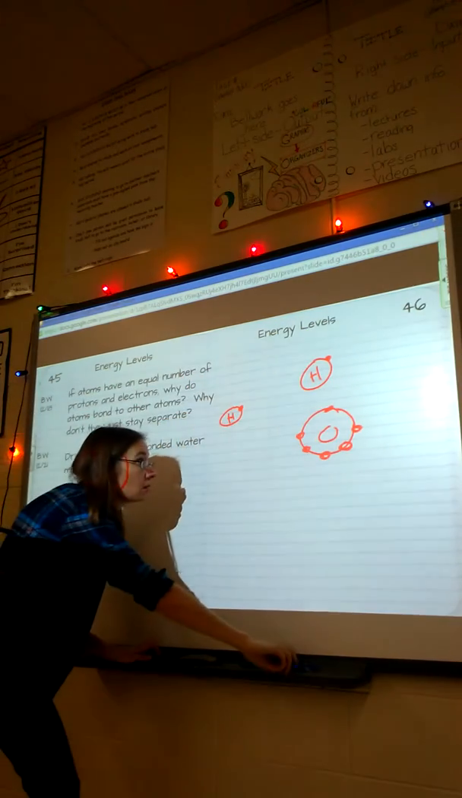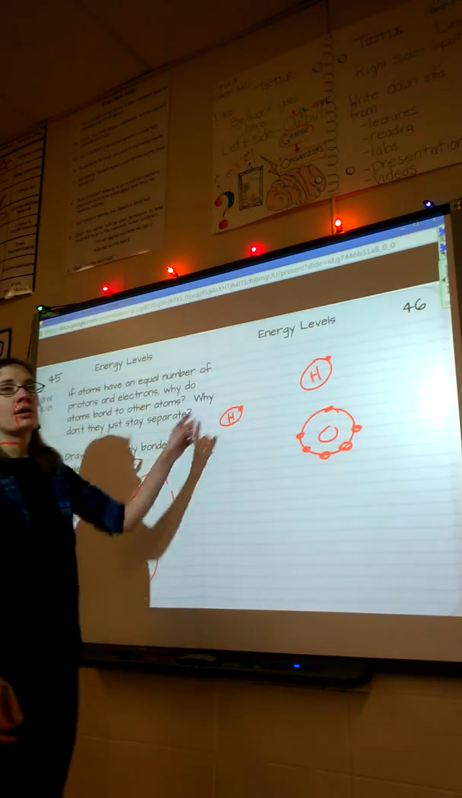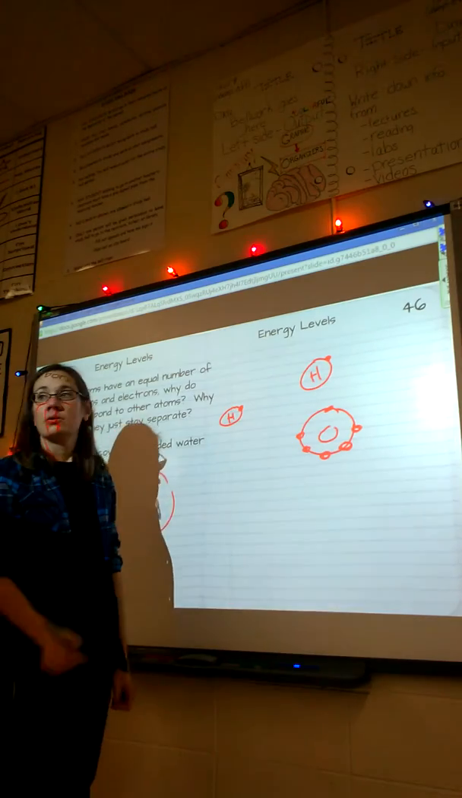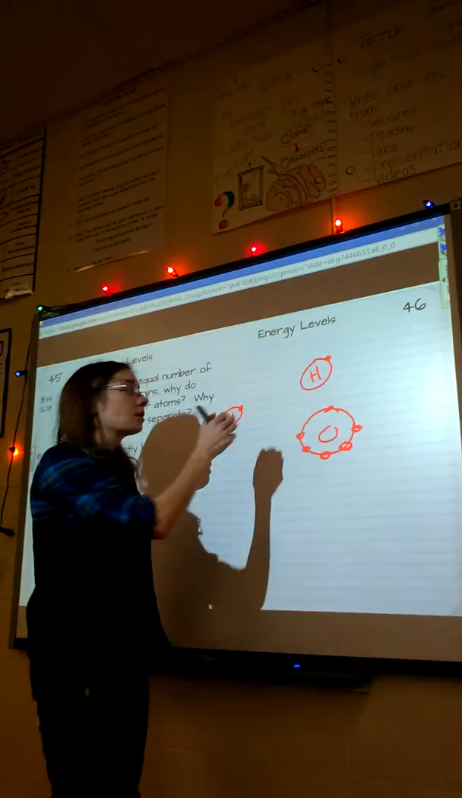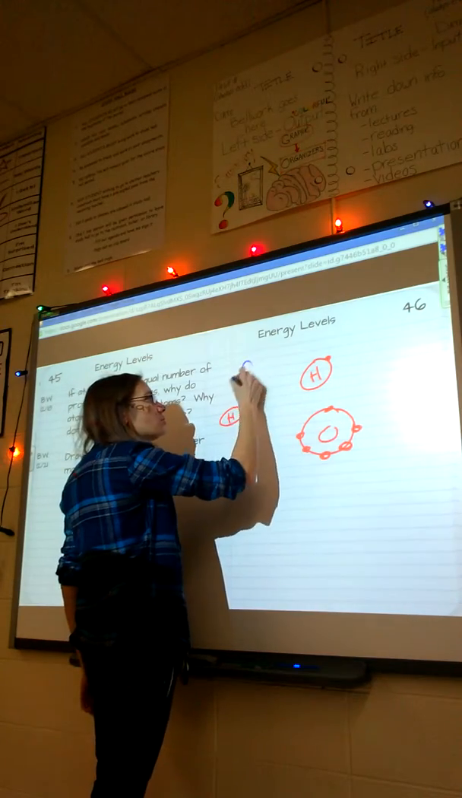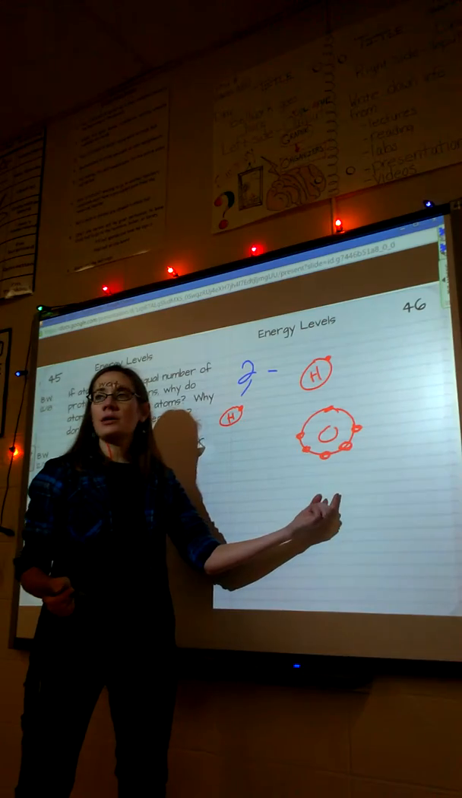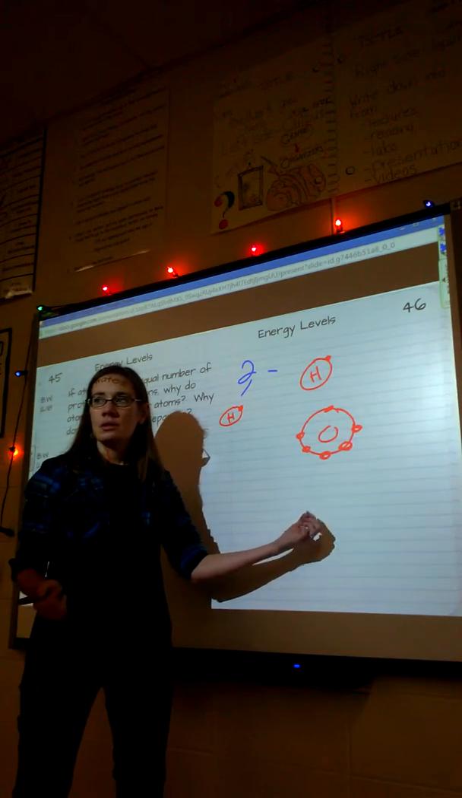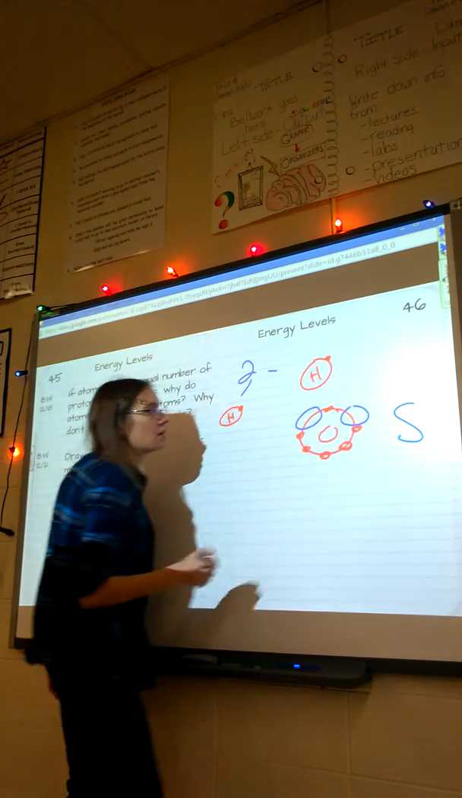How many electrons total does hydrogen want in its energy level? One more. Yeah, they both want 1 more. So 2 total for these 2, right? How many total does oxygen want? 8. Looks like we got a spot for 7 and 8 right here.